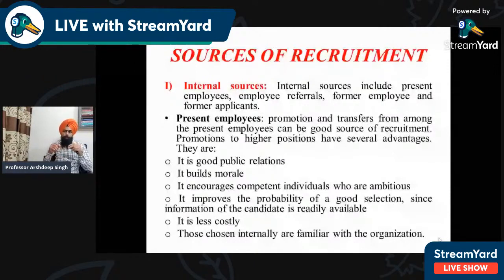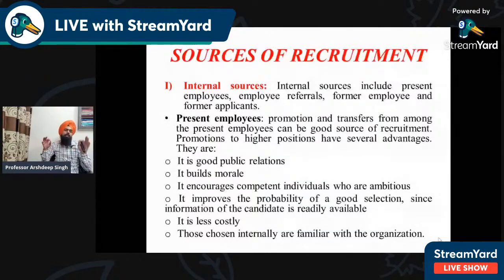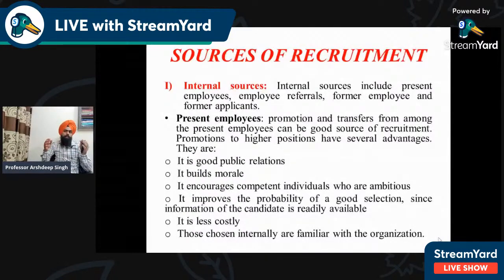The person who will be promoted, it should build up his or her confidence, and it encourages competent individuals who are ambitious. So if we are promoting a single individual, then all the other individuals might also be motivated that if that person is promoted for that specific job, we can also be promoted, so they can also start working in a more effective and efficient manner.